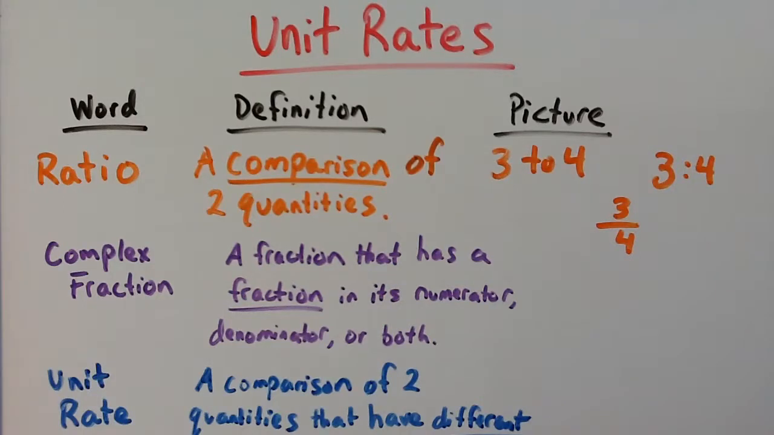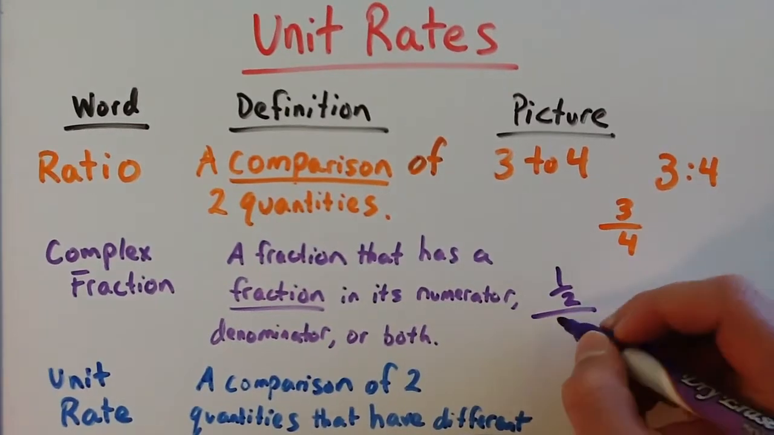The next keyword is complex fraction. What is a complex fraction? Well, it's a fraction that has a fraction in its numerator, denominator, or both. And so there's a fraction in the top, the bottom, or there's a fraction in the top and the bottom of the fraction.